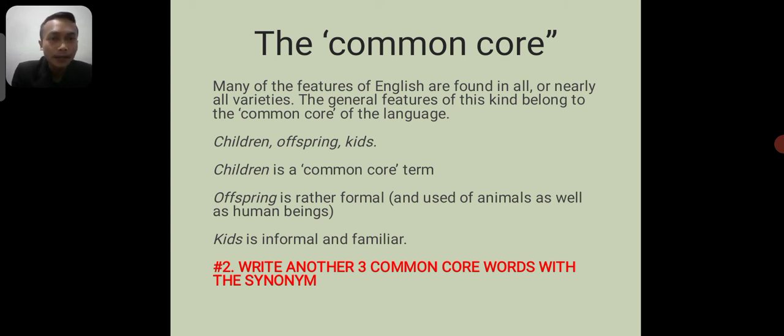And this is, we have children, offspring, and kids. And then children is a common core term. Offspring is rather formal and used of animals as well as human beings. And kids is informal and familiar.